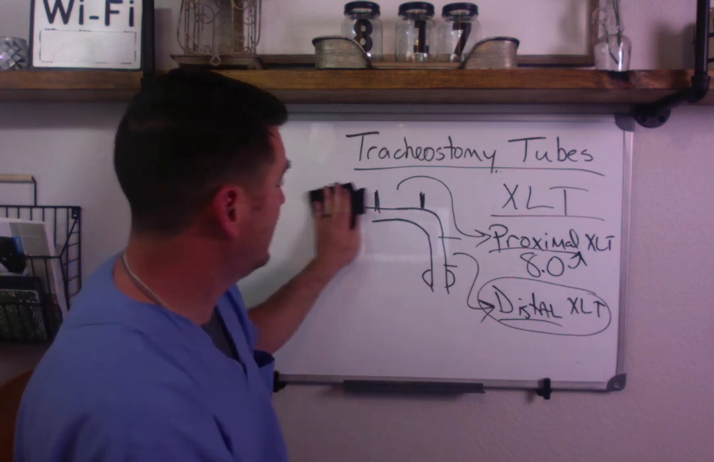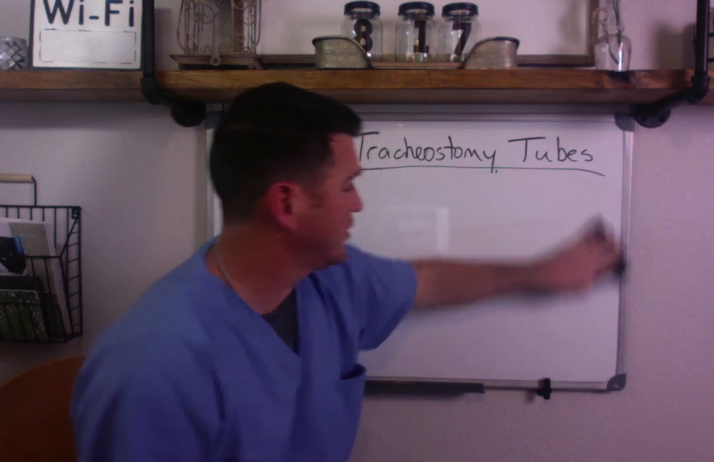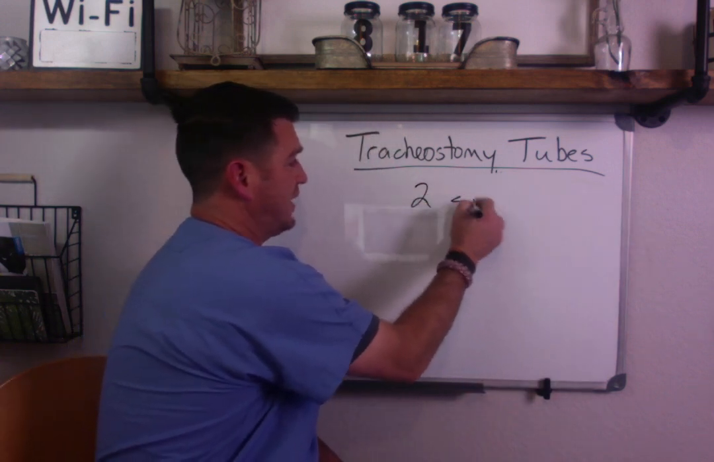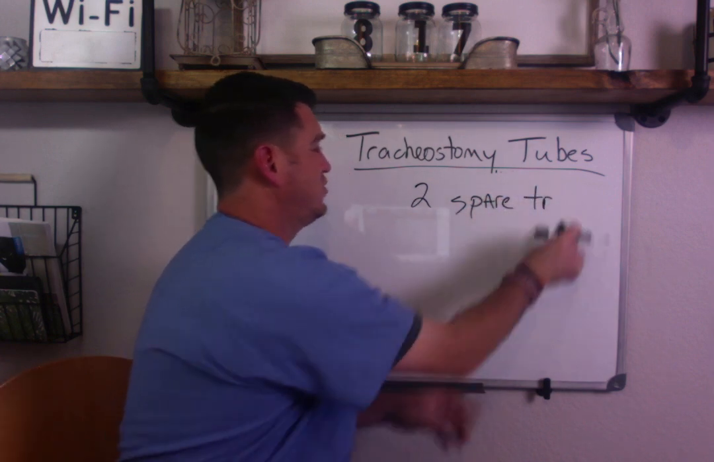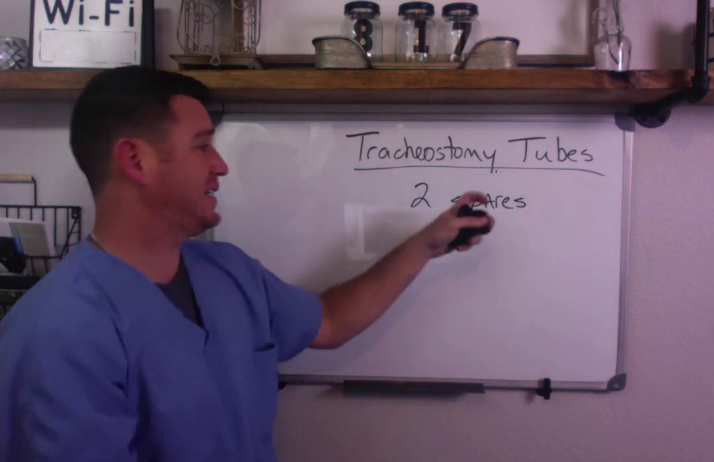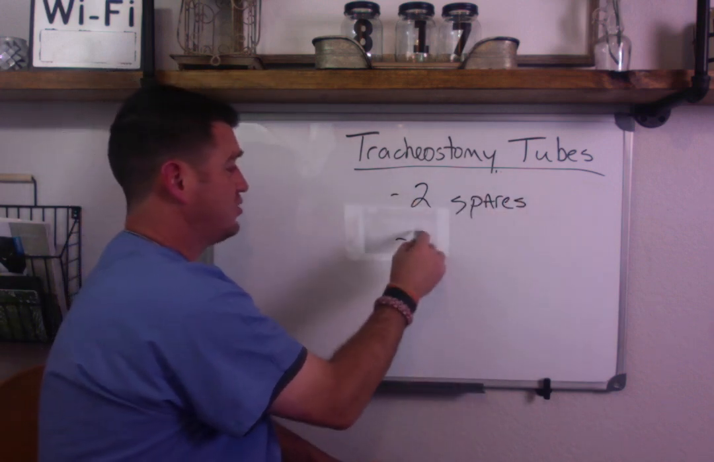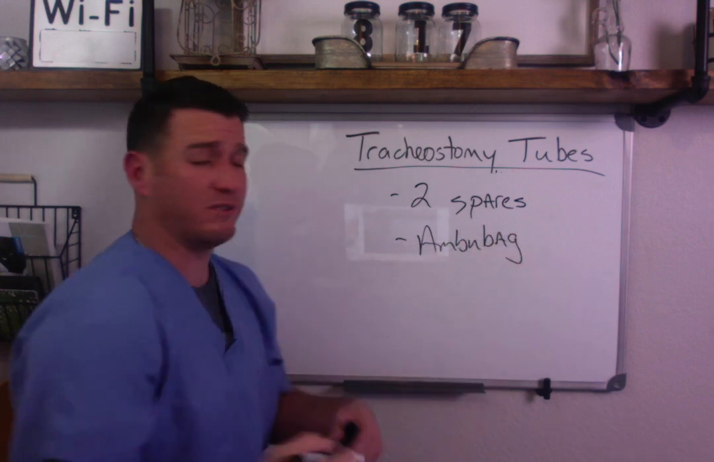Okay? So the final points that we're going to make here are very, very simple. All of your trach rooms should have 2 spare trachs. I already kind of talked about that. I'm just going to say 2 spares just to save time. So 2 spares, same size and one size down. You should also have an ambu bag in all of your trach rooms, every single one of them.